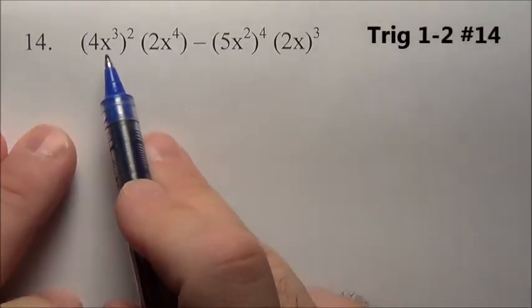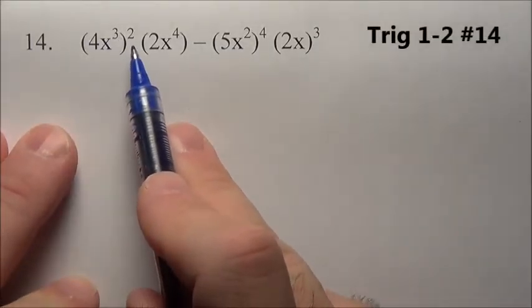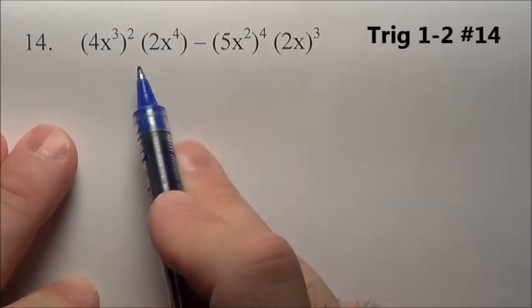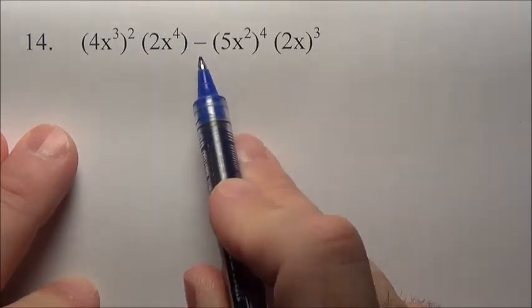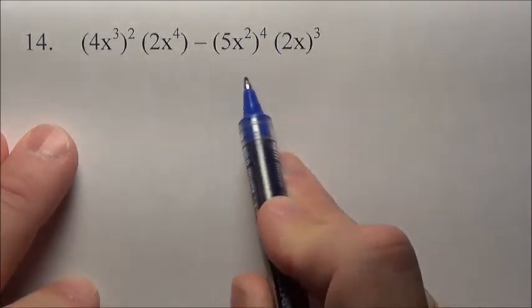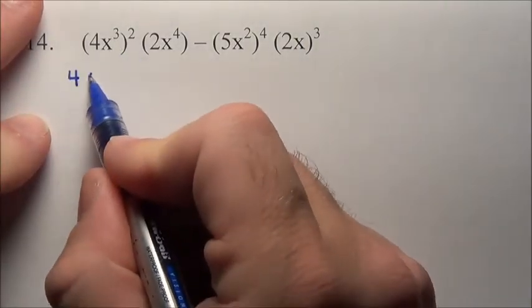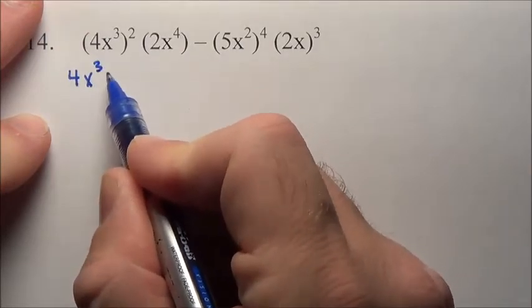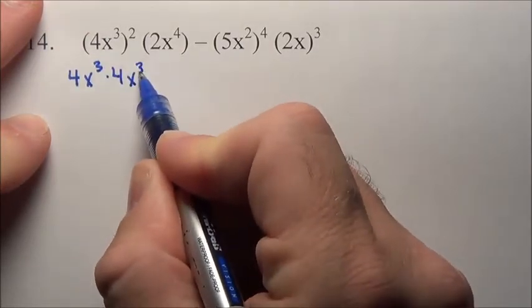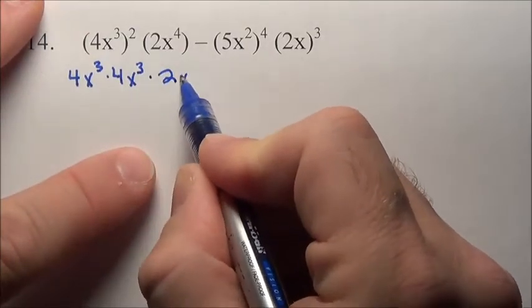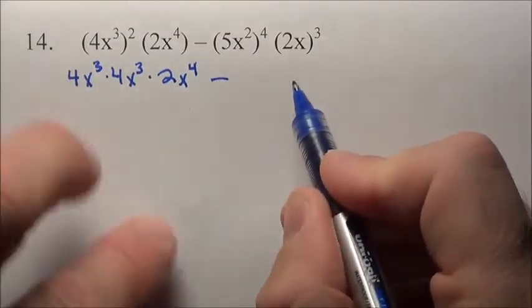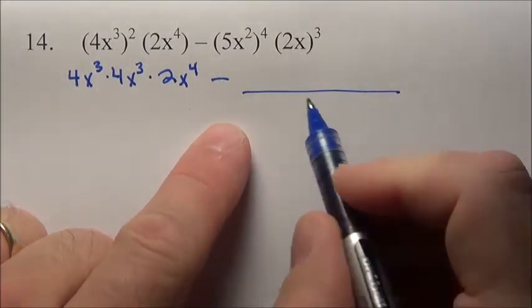Problem 14. We have this (4x^3)^2, so I'm going to have to figure out what that is, and then I'm going to multiply it by the 2x^4, and subtract the answer I get here. So let's start off with this, 4x to the third. That simply means 4x^3 times itself again, 4x^3, times 2x^4, minus whatever I get over here.